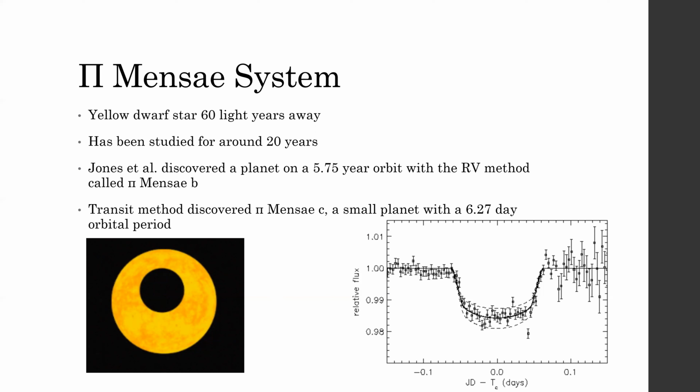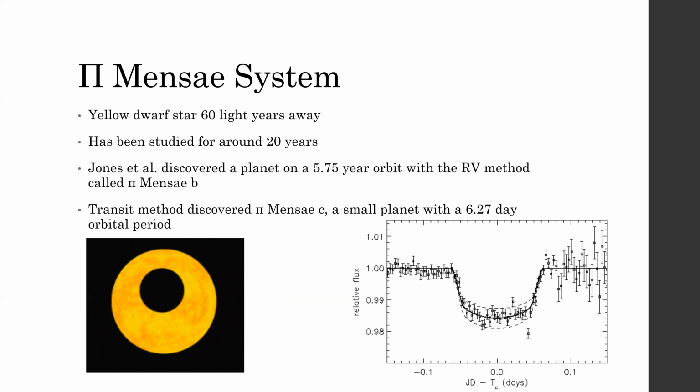And if you look at the right side graphic, it shows how the flux received from the star does dip during a small period of time while the planet crosses the face of the star. And through the transit method, TESS discovered another planet, Pi Mensae c, which is a very small planet orbiting very close to the star. It actually has a period of just 6.27 days. So that's some of the background for the Pi Mensae system.